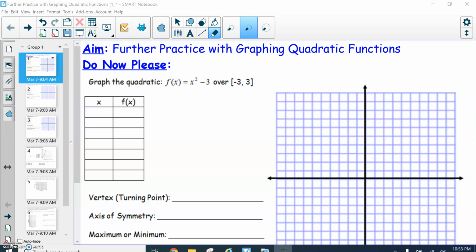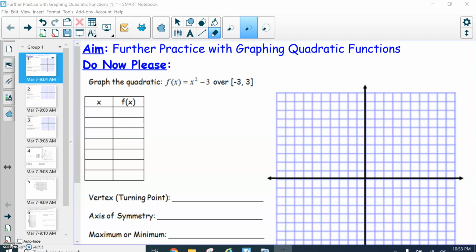Hey everyone, so in this lesson we're going to be doing further practice with graphing quadratic functions. So you definitely want to have your calculator out in front of you, and if you haven't done so already, you probably want to print out the worksheet that goes along with this video.